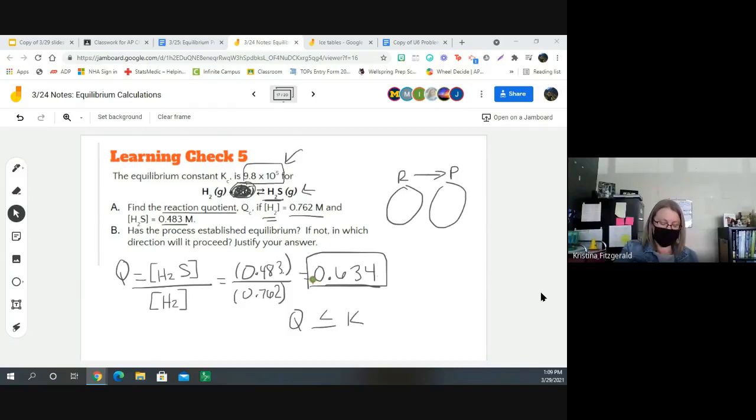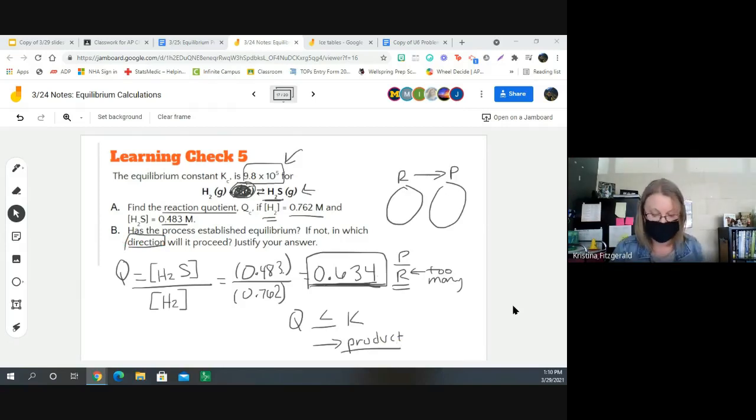If Q is less than K, then I'm going to shift in the product direction. Because what that's telling me right now is that I have a number less than 1. You got to think like products over reactants. So that means I have too many of these things, creating a decimal number. I'm dividing by a really big number, so I'm gonna have to shift in the other direction to get me more products. So when they say in which direction will we proceed, we're going to proceed in the product direction because Q is less than K.